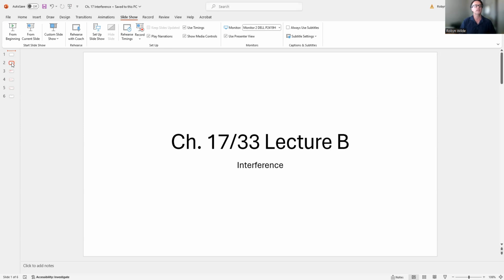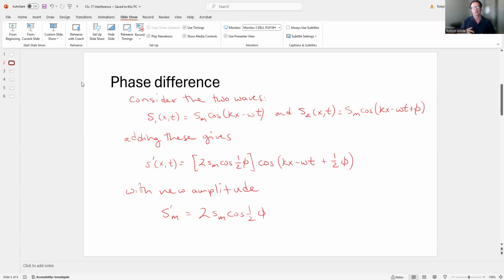So in this section, it's exactly similar, right? If you remember from chapter 16, we added two waves together. Now we're going to add two sound waves together, but it works out very similar to what happened in chapter 16. In this case, let's consider a wave S1 that's got an amplitude SM, so we're talking about the displacement, and then a cosine of kx minus omega t. Now, we're going to add a second wave, S2, that is just out of phase by an angle phi. So this is our phase difference.